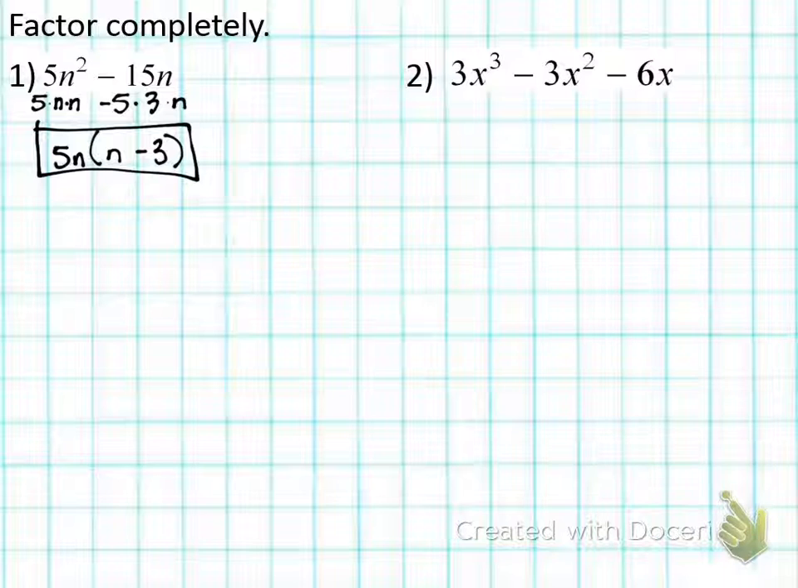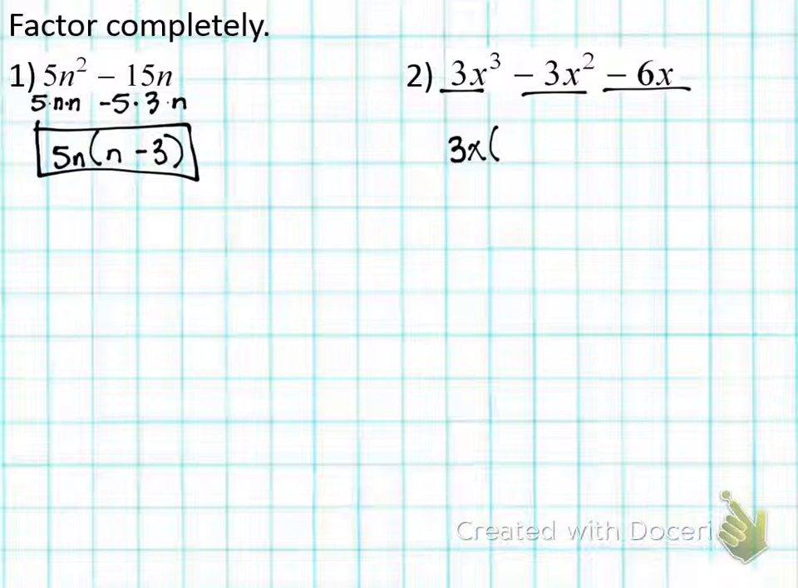Number 2. Okay, this one's a little more complex. Same steps. We need to check for a GCF first. Looking at each of my terms, I'm noticing that there is a 3 here. I'm also noticing that there's an x in each term, so I'm going to factor out an x from each of these because there's an x to the first, x squared, x cubed, so x is the most I could take out.